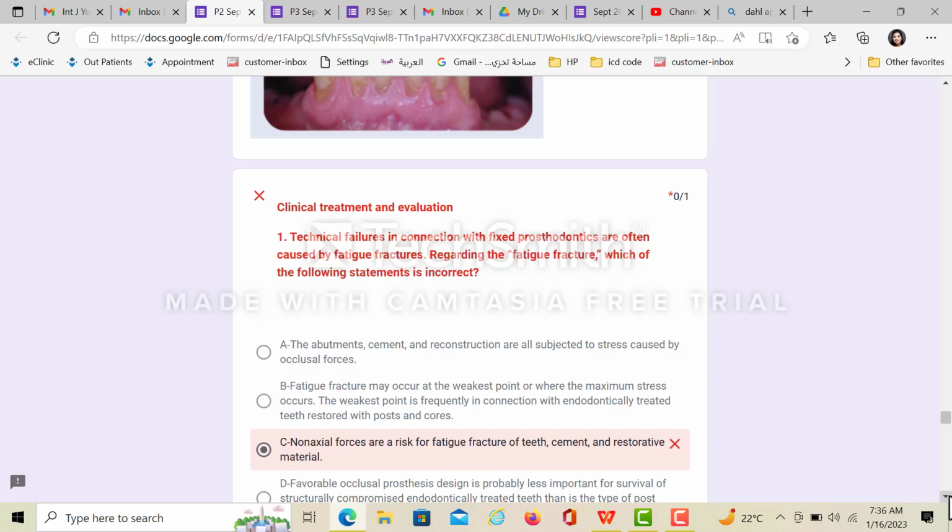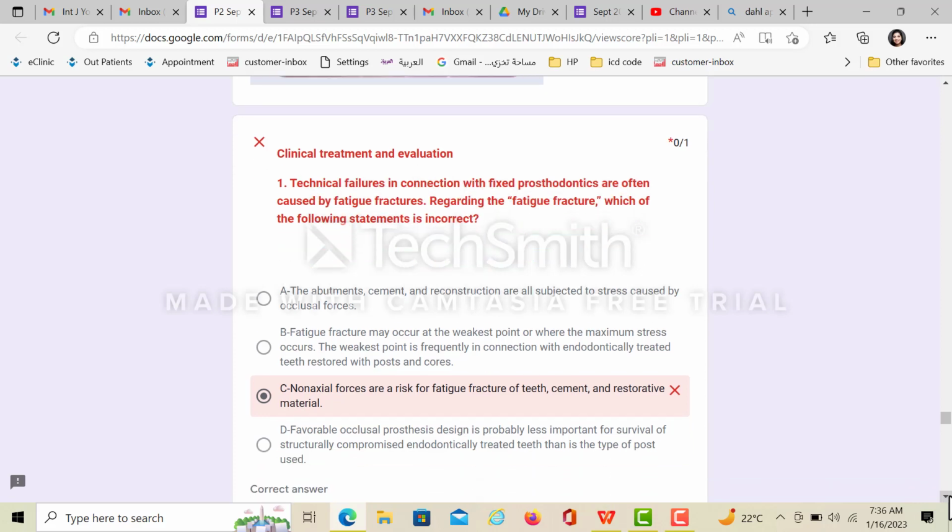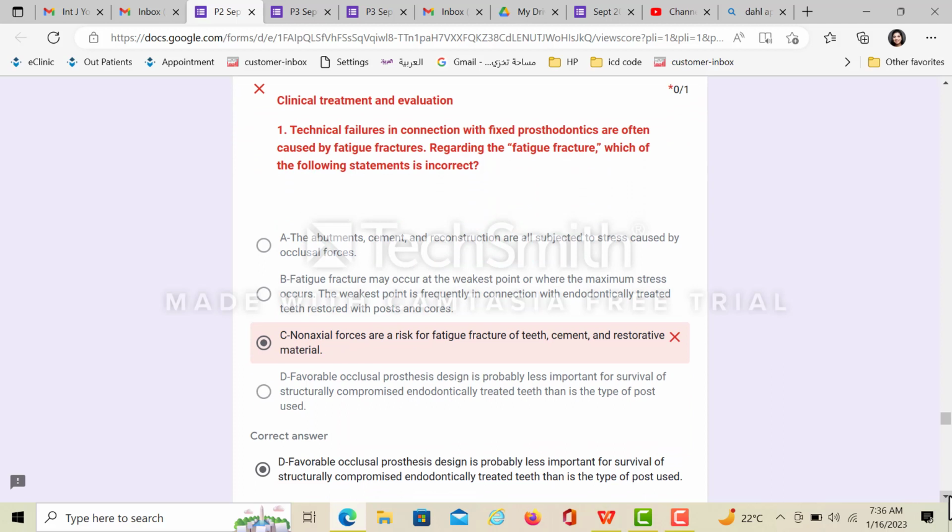So the abutment, cement and restoration are all subjected to stress caused by the occlusal forces. That's a correct statement, so that's not our answer. Fatigue fracture may occur at the weakest point or where the maximum stress occurs. The weakest point is frequently in connection with the endodontically treated teeth restored with post and core. Well, you can say that is a bit correct. Third, non-axial forces are a risk of fatigue fracture of teeth, cement and restorative material. True. See, non-axial forces means what?